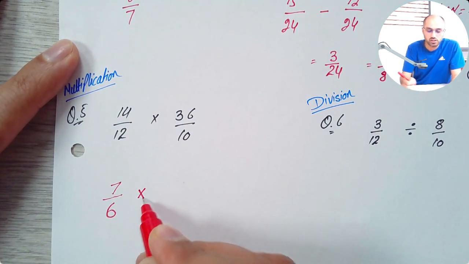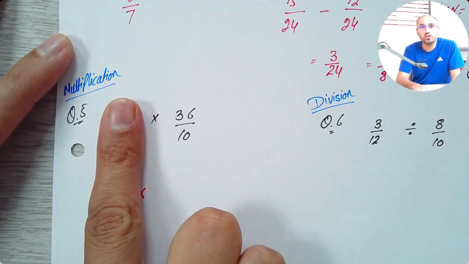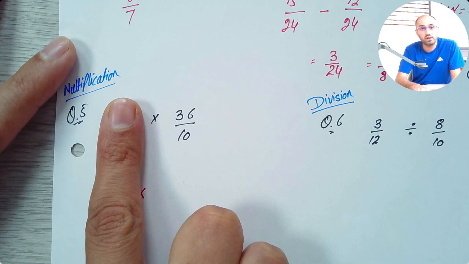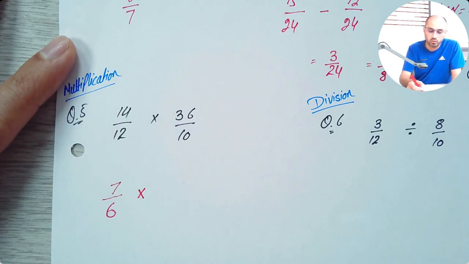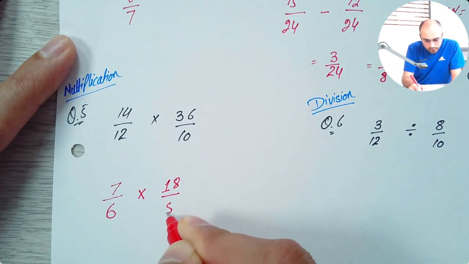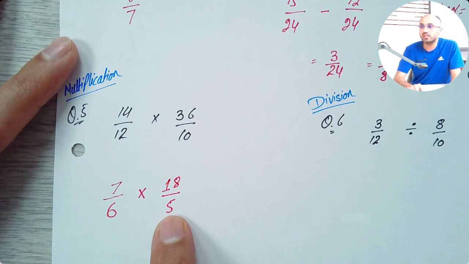I put the multiplication sign. I'm going to hide this section and I'm going to ask myself the same question. Can the second fraction be simplified? If it can be simplified, you must simplify. I see they are both divisible by 2. So if I divide them both by 2, it will change to 18 over 5. I can't simplify this fraction any further.